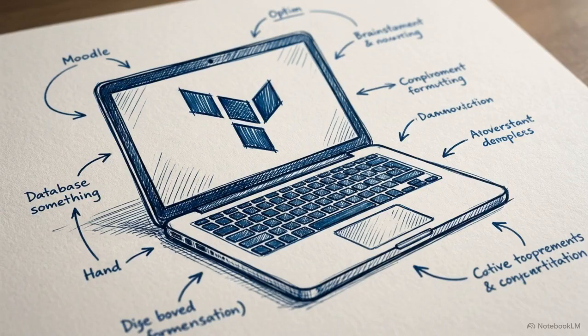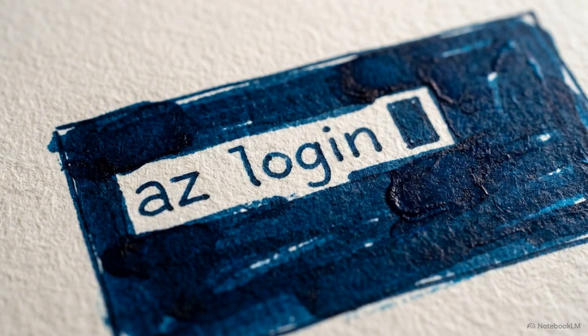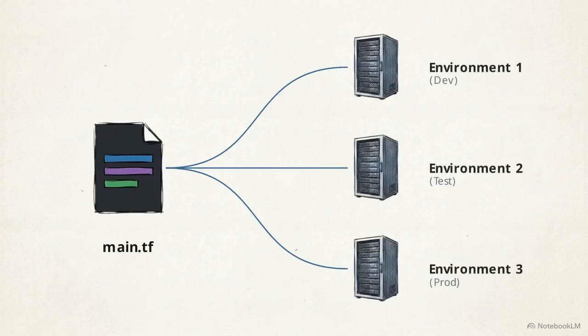Before we write any code, you need Terraform installed on your local machine. You also need to connect your local environment to your cloud account. Run the Azure CLI login command in your terminal to authenticate. Defining your infrastructure as code replaces ad hoc clicks with a predictable, versioned blueprint. This creates a repeatable record of your environment that is easier to audit and replicate.